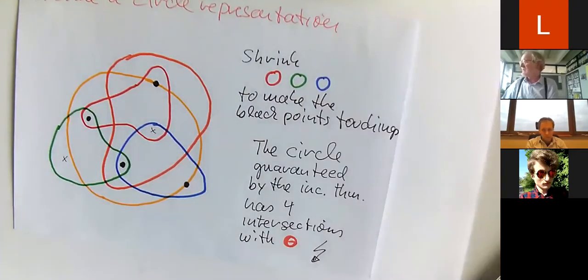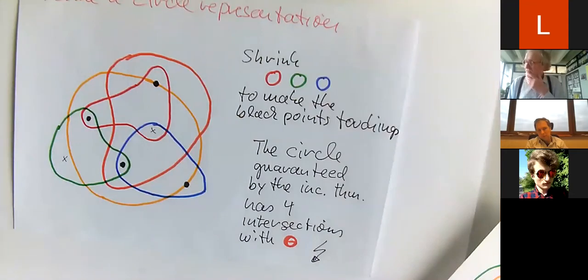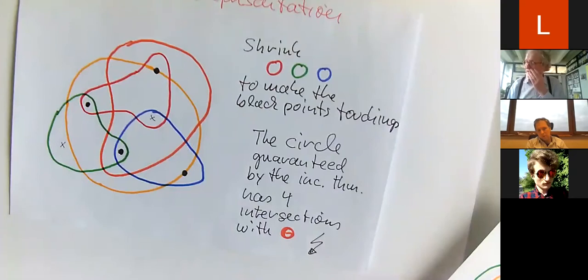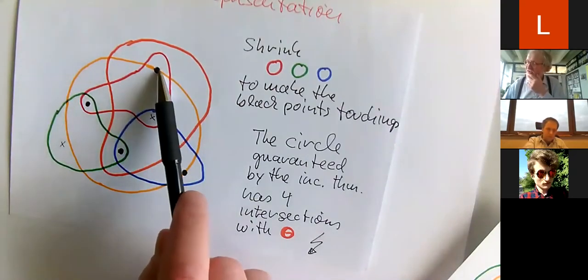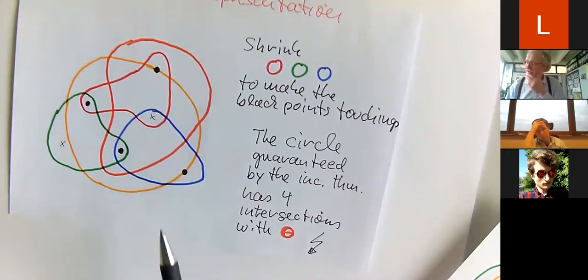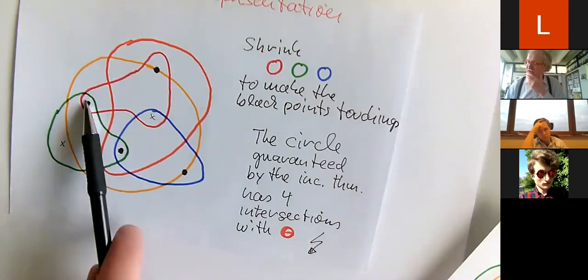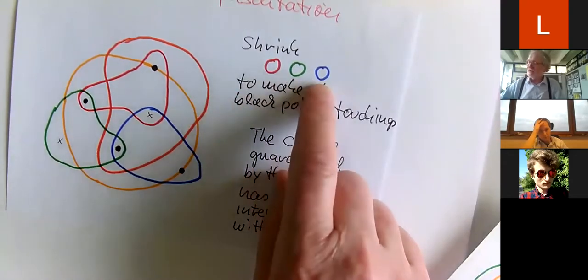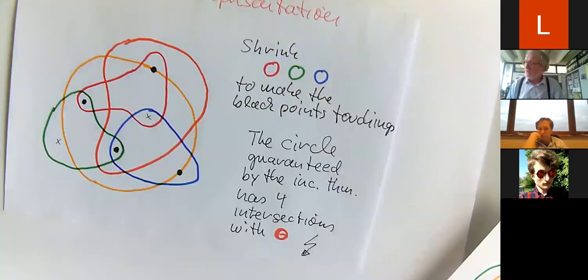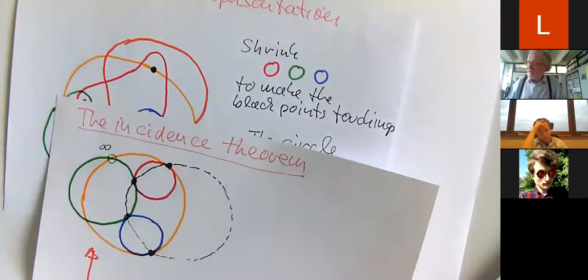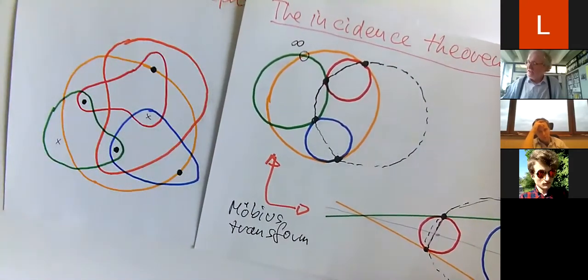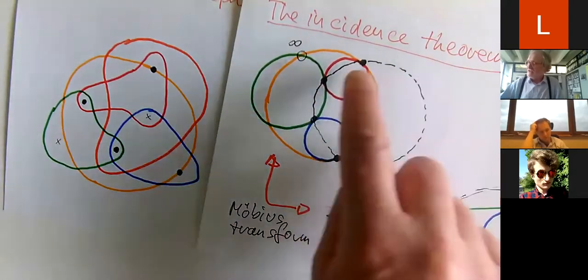Now let's look at this picture of our example. We select points on the yellow, which are sitting inside this red and this blue, and points in these two lenses. Then we can shrink these three circles, the red one, the green one, and the blue one, to make these black points contact points. We shrink them into the interior to make these contact points. Now we have a situation like in our incidence theorem, and we know that such a black circle exists.